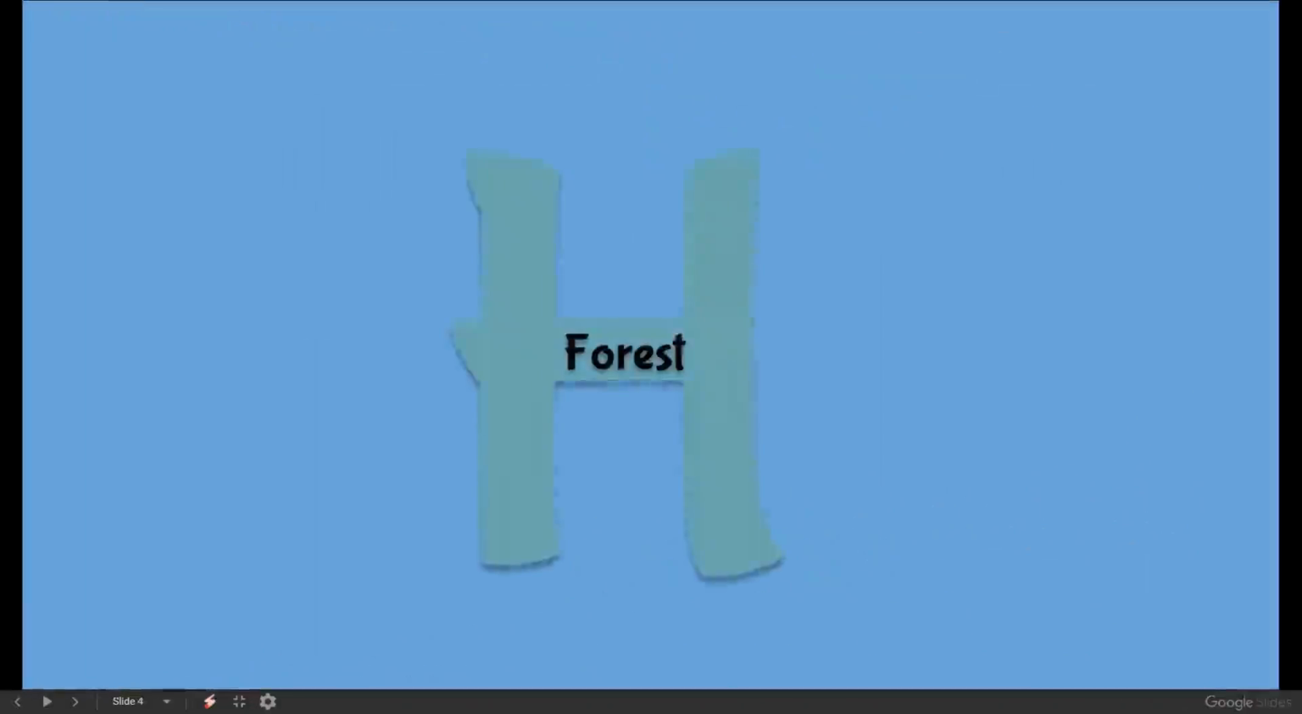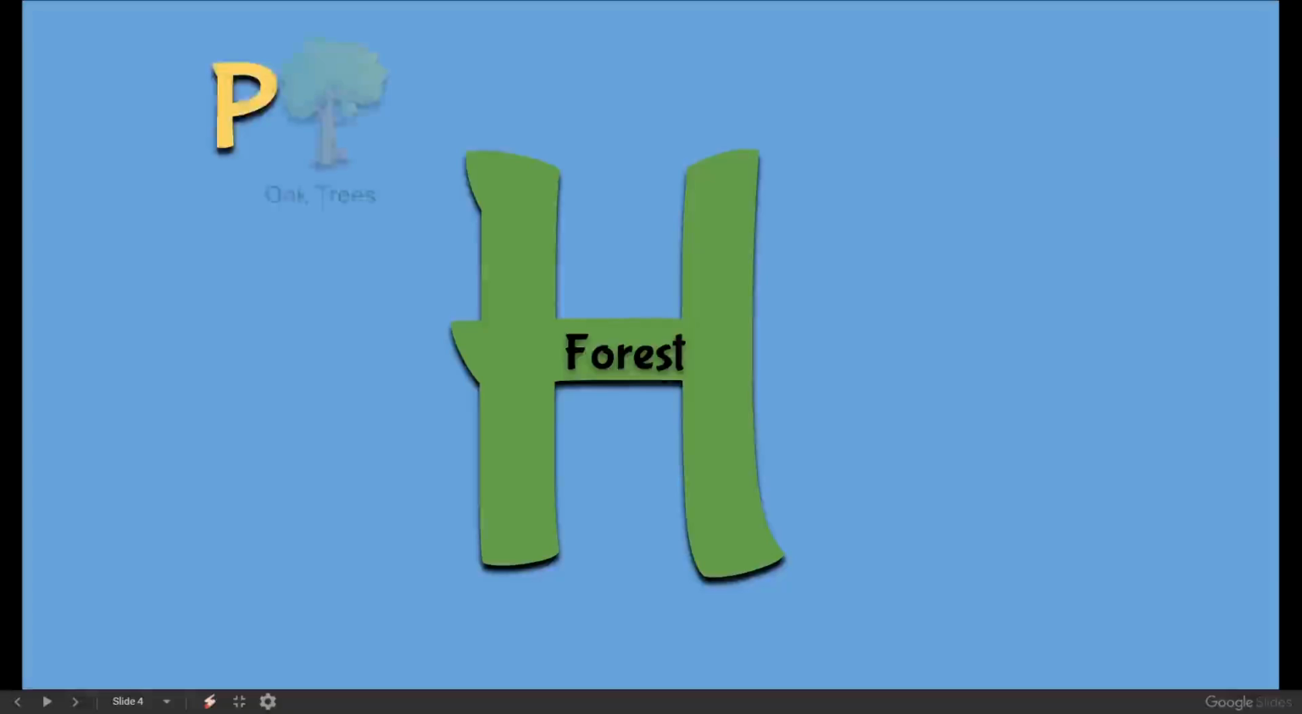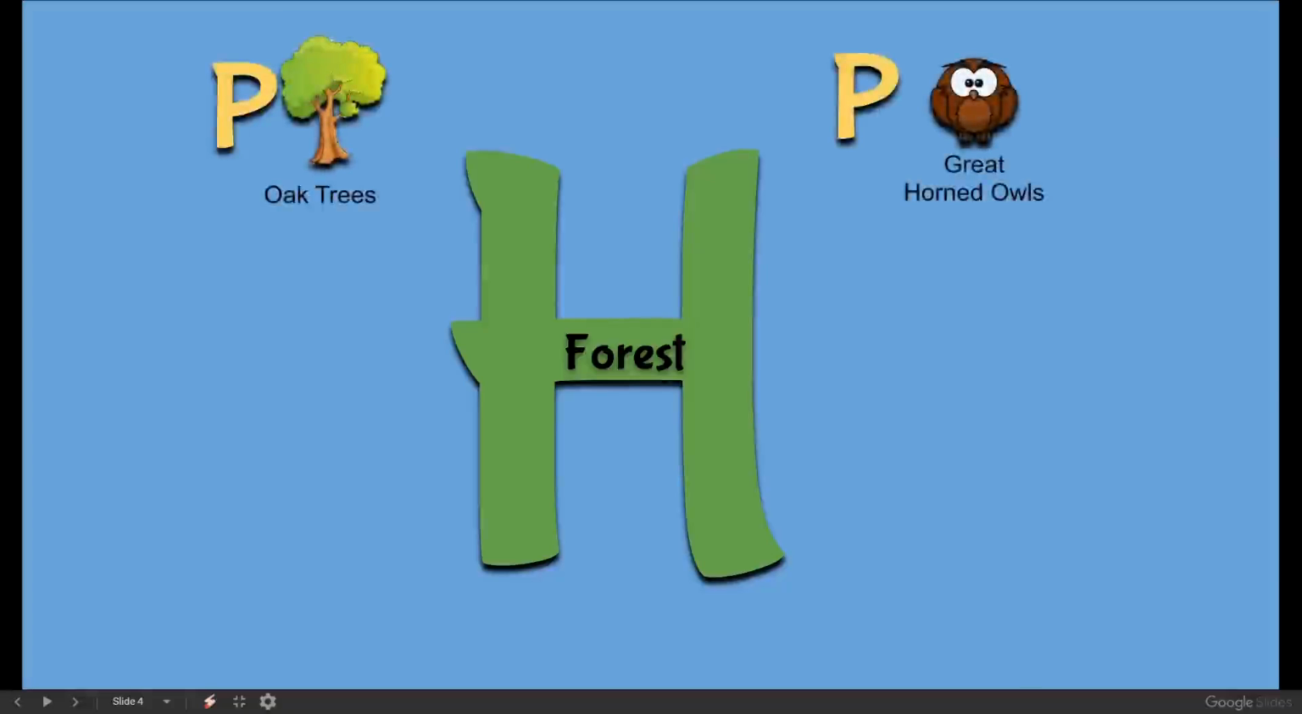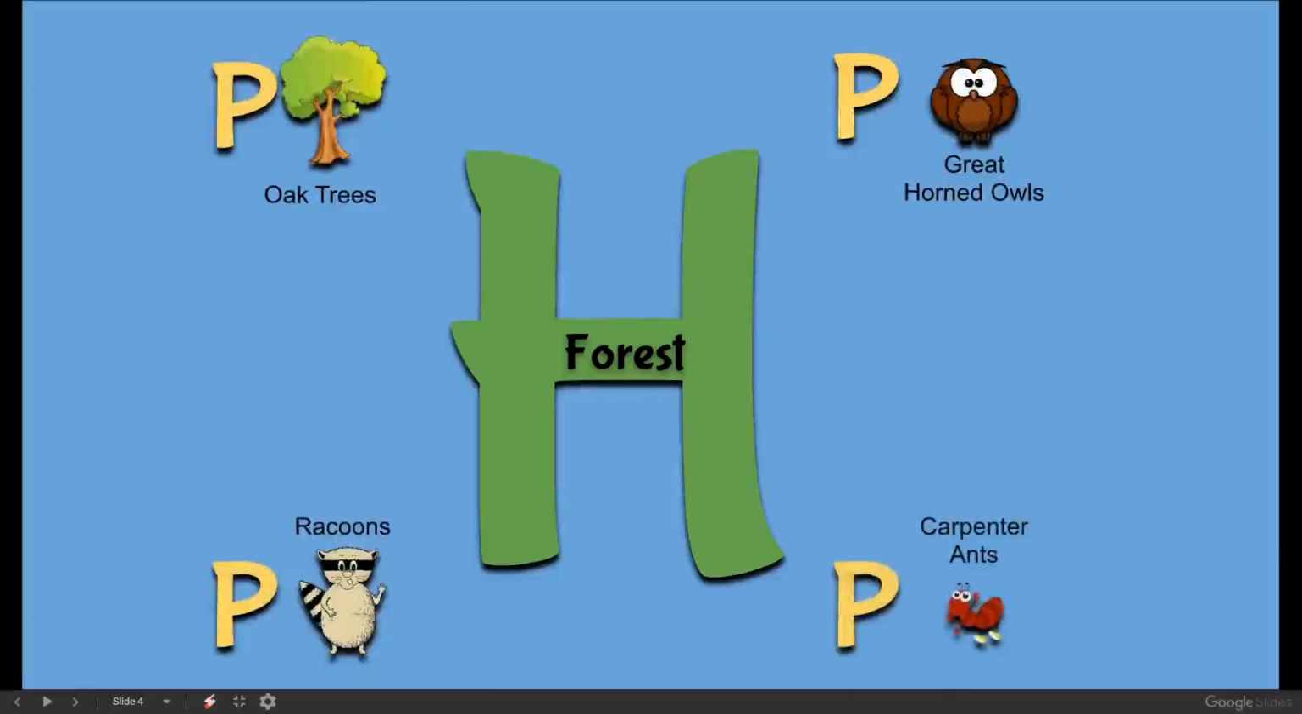Here is an example of a forest habitat and some possible populations. Now, we can't list everything in a forest. There's so many things. But you could have a population of oak trees, great horned owls, raccoons, and carpenter ants. Those would be populations.